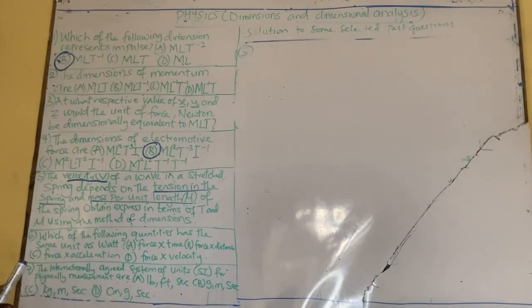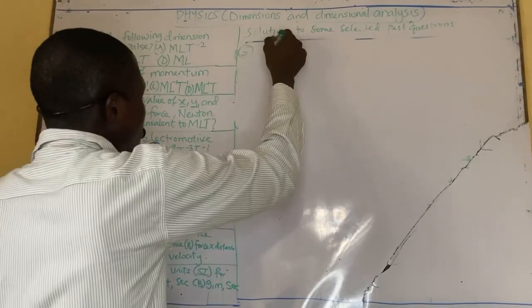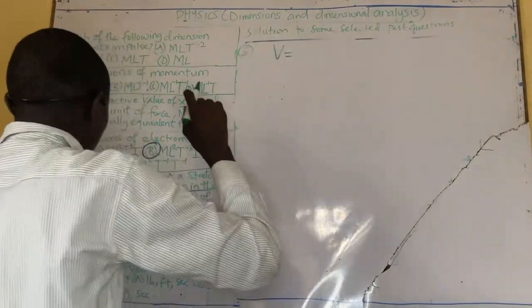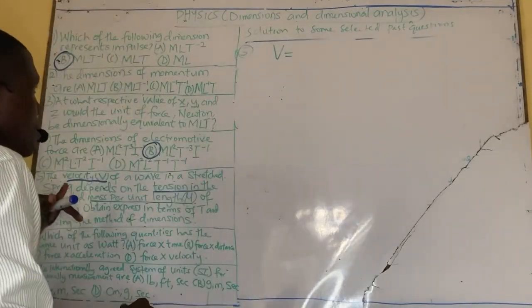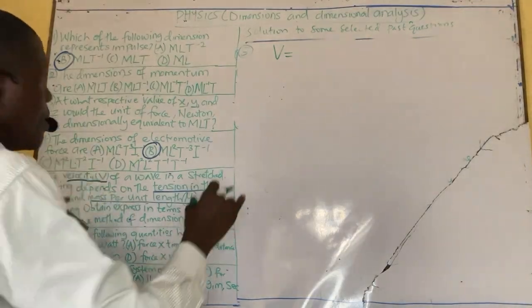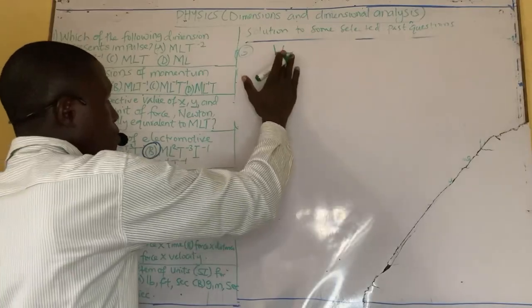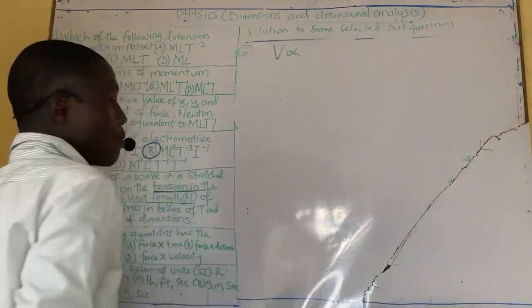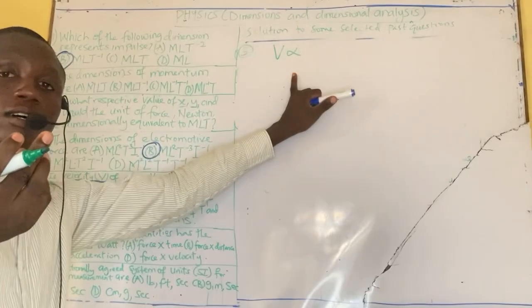Now we are told that the velocity of the wave depends. Please know that when something depends, it means it's proportional. The V depends means it's proportional, and the dependence might be in terms of what? Direct and inverse.